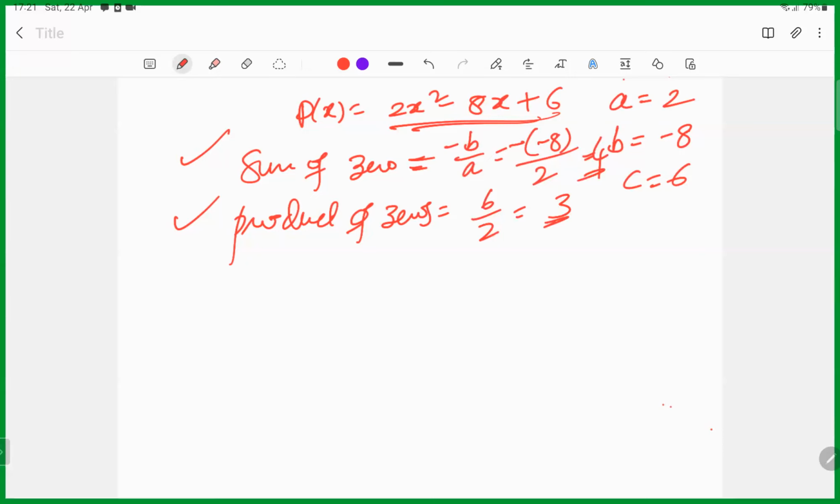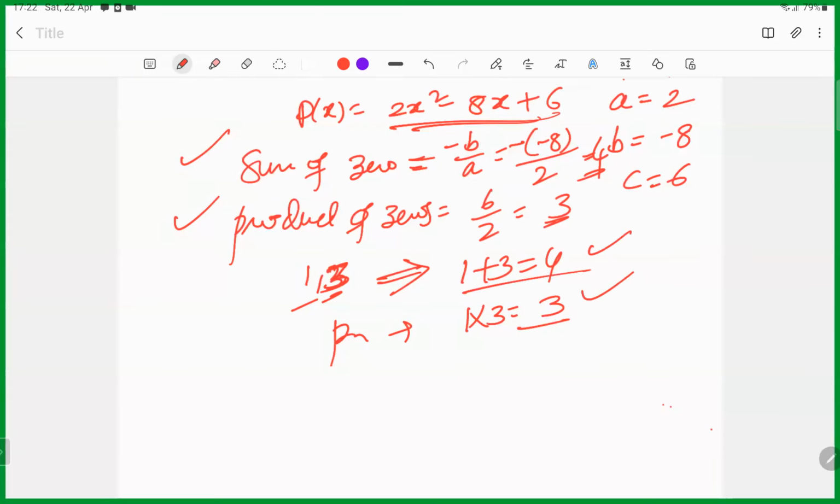So also, you got 1 and 3, right? Previously, you have solved it for the zeros. You have solved this one, right? Check it. Yes, you have solved it. Sum will be 1 plus 3 equal to 4. Product will be 1 into 3 equal to 3. Yes, sir.